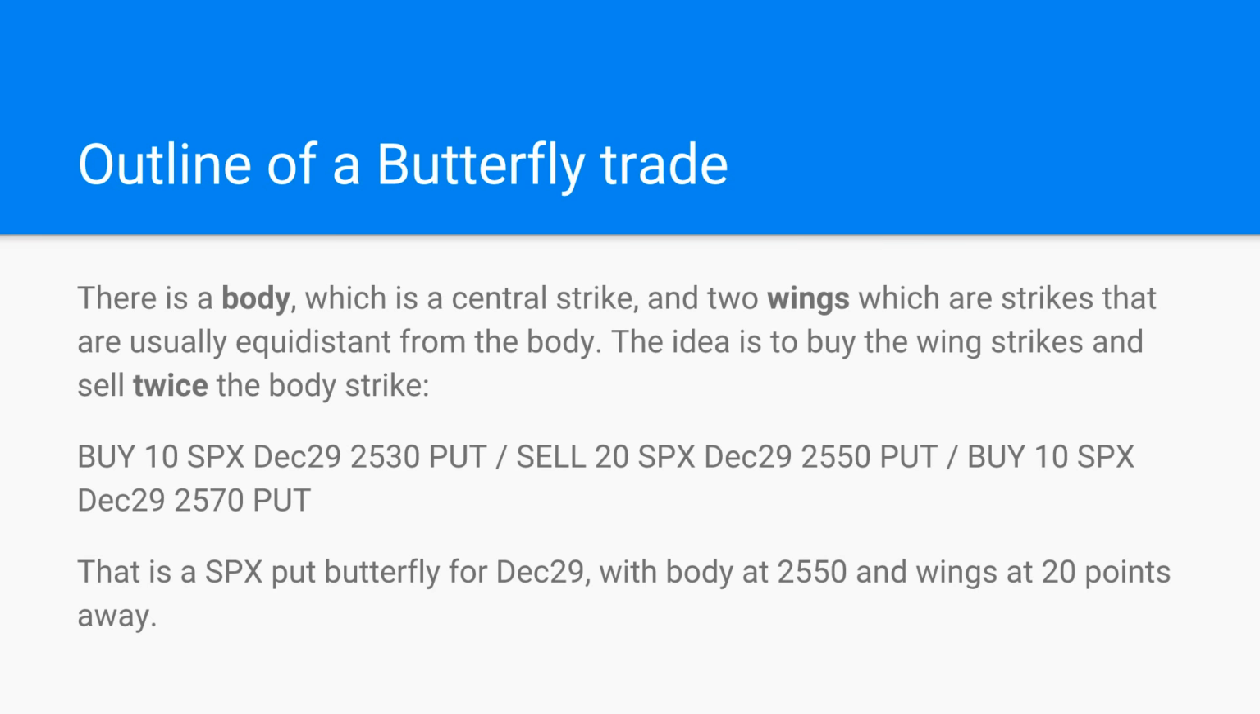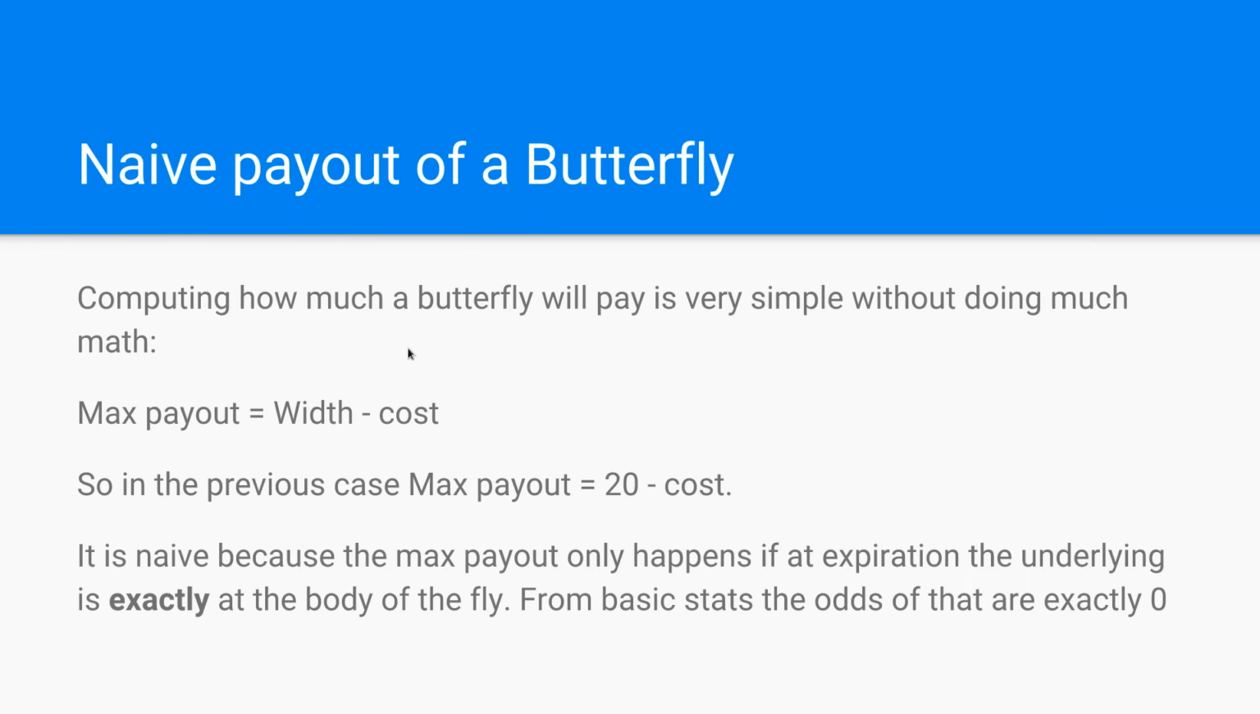But let's start dissecting what the butterfly can do for us, and what kind of things we can extract from it. The first thing we want to figure out: I have this really cool complex trade, but how much money am I going to make? We want to be able to compute the max payout of a trade. In the case of butterflies, I call it a naive payout because you will never get it. The odds of getting the max payout of a butterfly are mathematically zero.